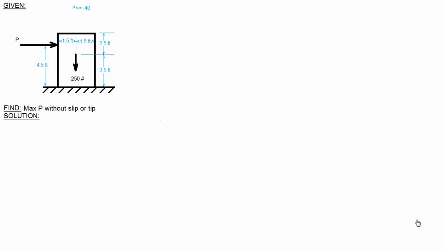Another problem that can be solved using friction is to determine whether an object will slip or tip given a certain force. In this case, the force is not given, but its location is. You're also given the coefficient of static friction and asked to solve for the maximum force that can be used without the object slipping or tipping. In this case, we'll need to solve both conditions, the slip and the tip condition, and then determine which one is smaller. That one will occur first.